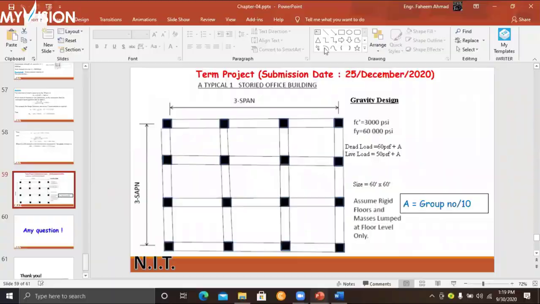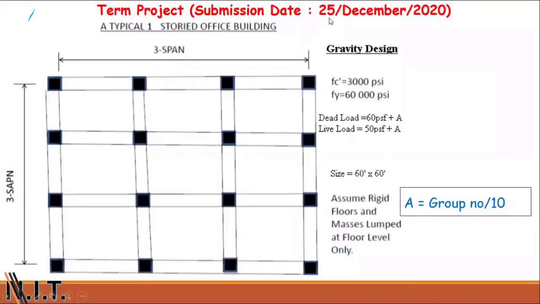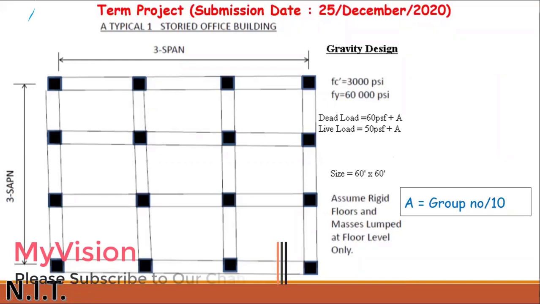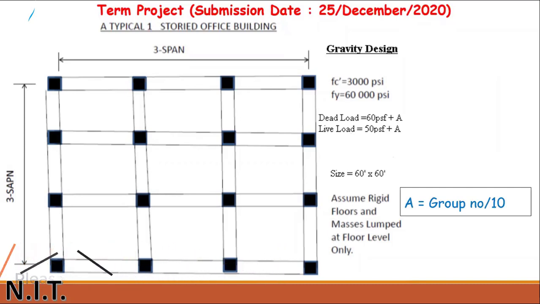Can you see that? The final submission of your project will be 25 December of this semester. This is the final submission date. Okay, you will have sufficient time to submit your projects. Mr. Dragon, can you see that? It is a one-story office building. Clear? Yes, sir. You don't need to solve it for 3-story. It's a one-story office building.